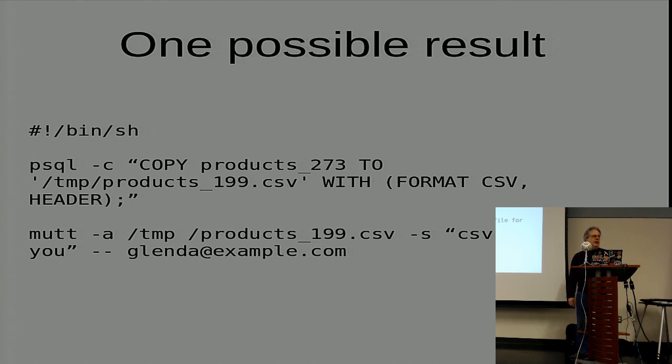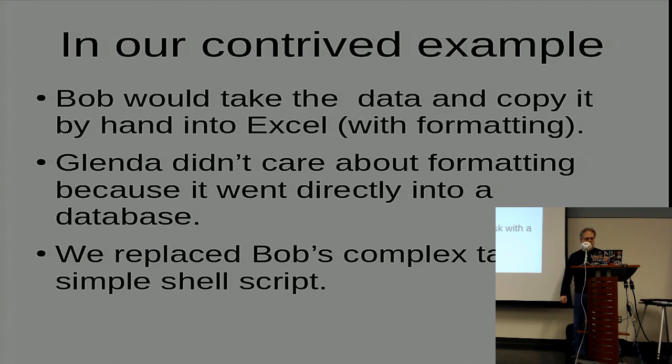Because in our contrived example, we're using Postgres. We can throw it into a CSV file, and then use mutt. And all we need to do is cron up a mutt so that it grabs that particular thing and then shoots it over to Glenda. That's a simple automation right there. So you throw it in cron and you're done. So we replaced Bob's complex task with a simple shell script.